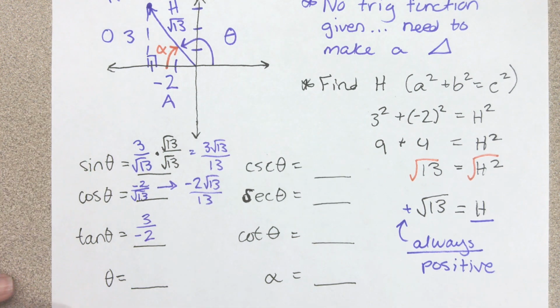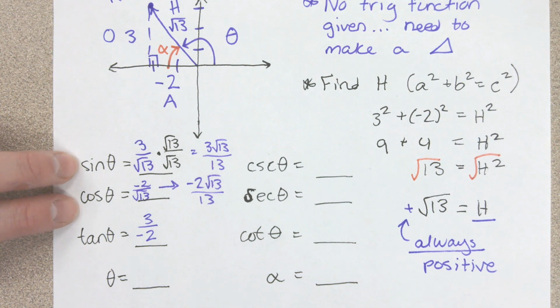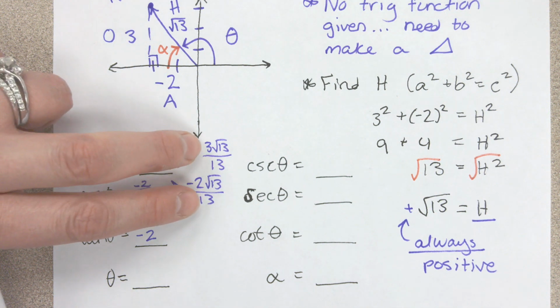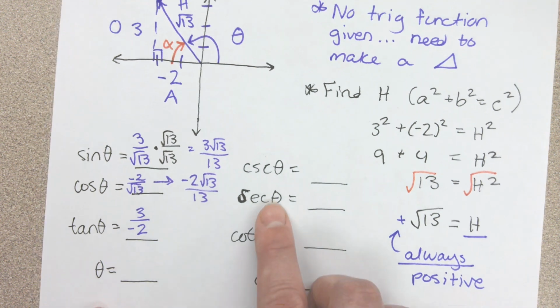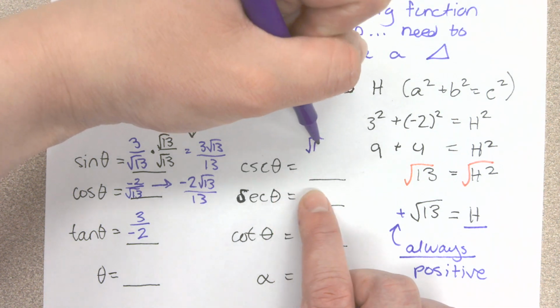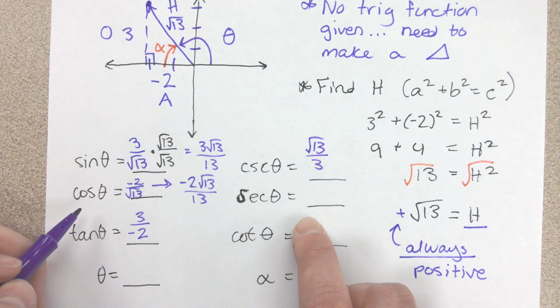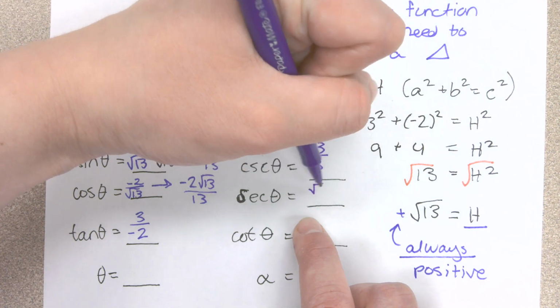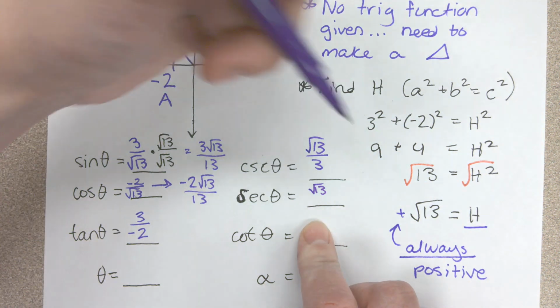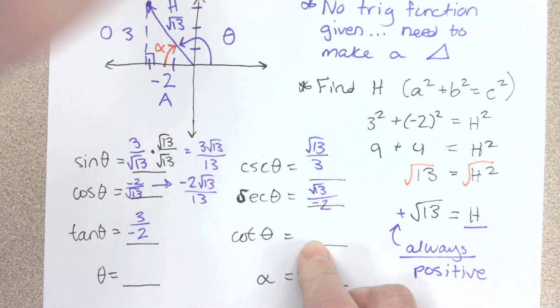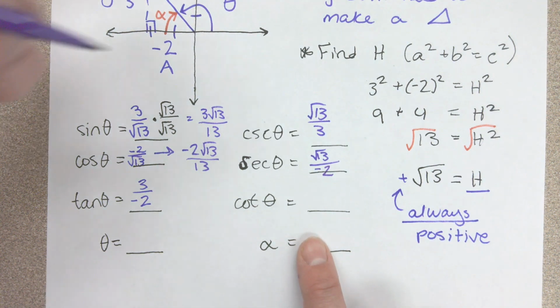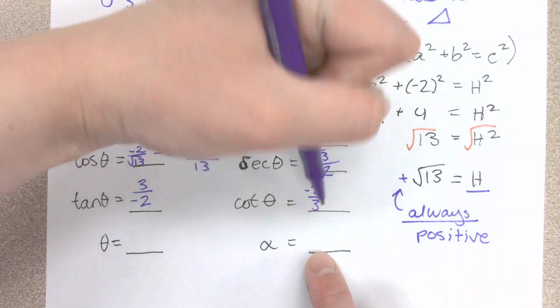And then all the reciprocals. With sine and cosine, I'm going to flip the original and not the new to avoid extra work. So cosecant is square root 13 over 3. Secant is square root 13 over -2. Cotangent is just -2/3.